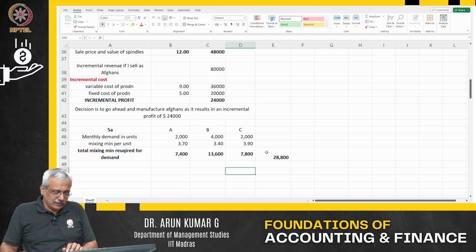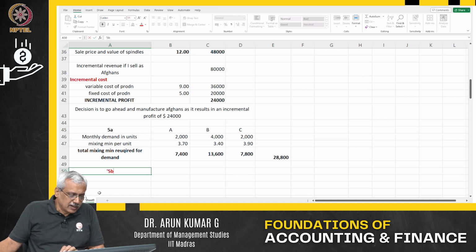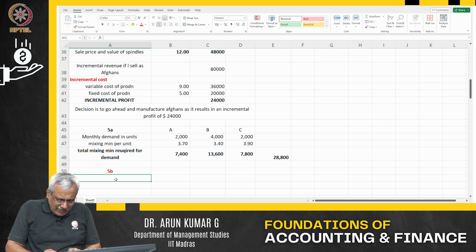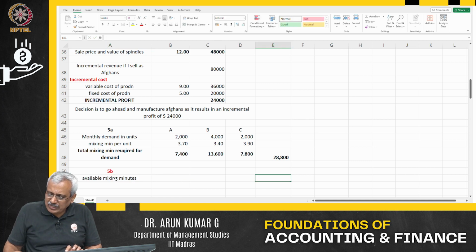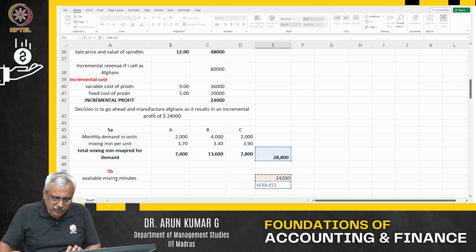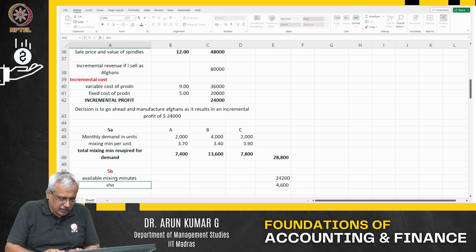Now let us look at phi B. There is a constraint on available mixing minutes. What is the available mixing minutes? The available mixing minutes is only 24,200. So, you have a shortfall of about 4,600.